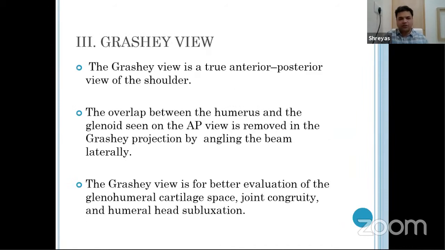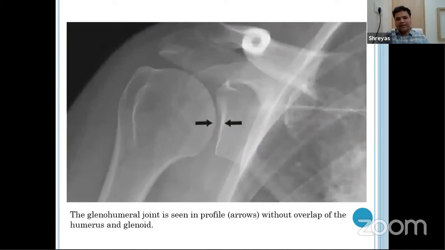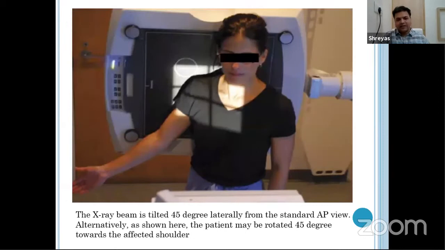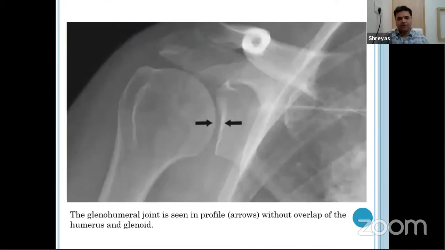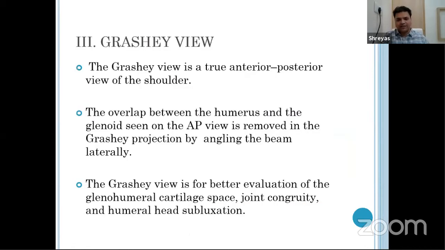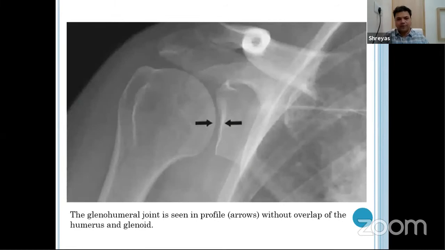Then next is the Grashey view. The Grashey view is basically a true anteroposterior view of the shoulder. As we have seen, in the AP view there is an overlap between the glenoid and humerus, but in the Grashey view that overlap is removed either by angling the X-ray beam 45 degrees laterally or by rotating the patient 45 degrees towards the affected shoulder. This is how we obtain the Grashey view. It is used to assess the glenohumeral joint and the cartilage thickness of the glenohumeral joint. So this view is basically for arthritis, to check for arthritis of the glenohumeral joint.